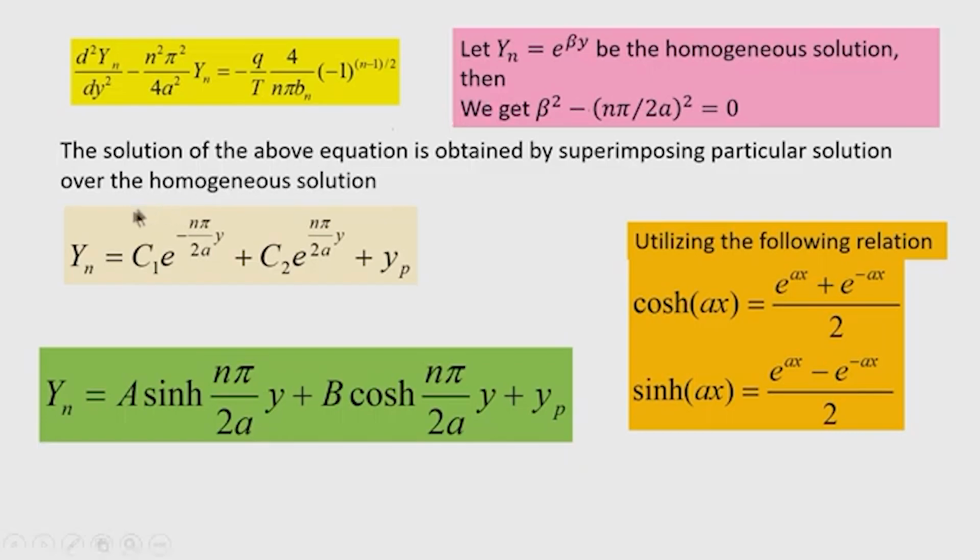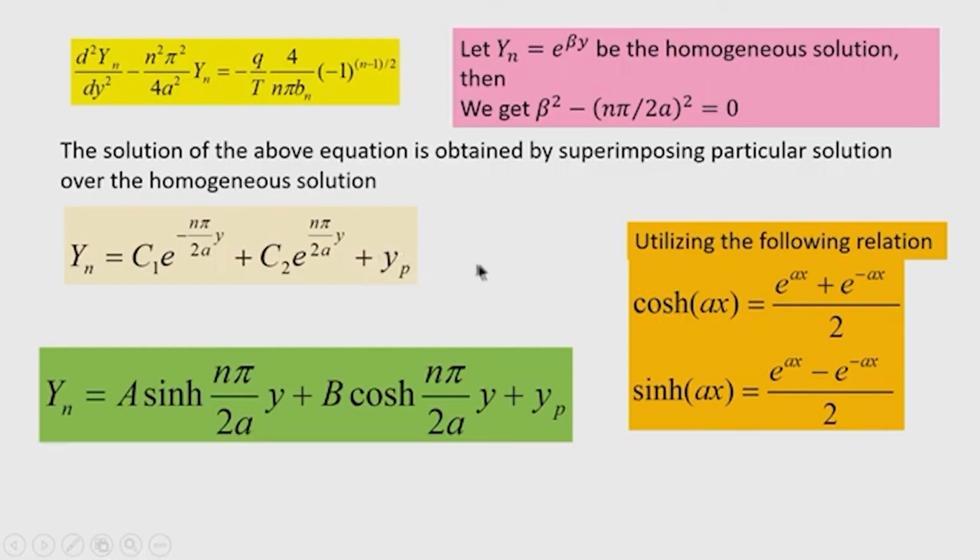So the solution can now be written as y n equal to c 1 e to the power minus n pi by 2 a into y, plus c 2 e to the power n pi by 2 a into y, plus y p. Now, what is y p? This y p is a particular solution, needed because of the presence of a non-zero term on the right hand side of the differential equation. That will be evaluated later on. For now, let us keep it as y p.